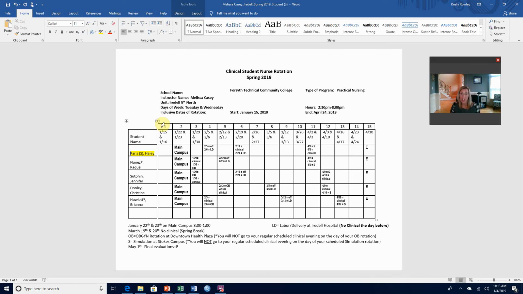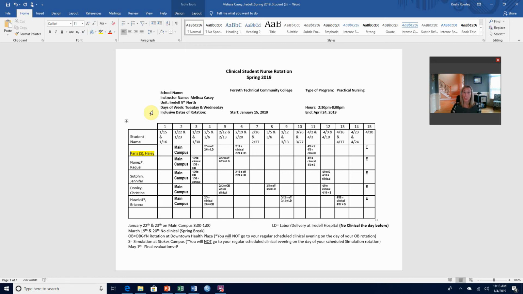The example with Haley here, moving on. April the 2nd, so that would be clinical week 11 right here. She goes to simulation, which is on Stakes campus, and then the next day, on April the 3rd, she would be in clinical.